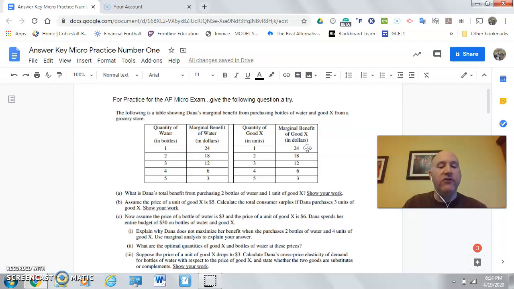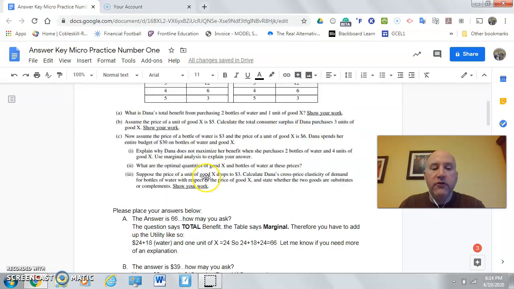Because that's a trick. They do that a lot. You see how they say the total benefit here, but the table only says the marginal benefit, so you have to work backwards. All right? So now, assume the price of good X, and here's the answer, 66. For A. So for B, now the answer is 39.